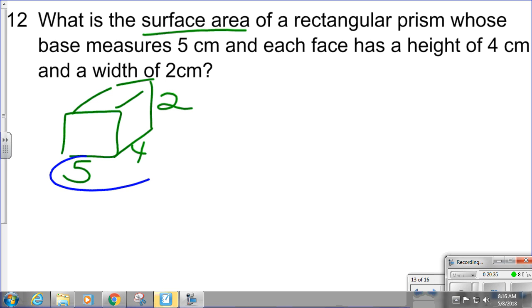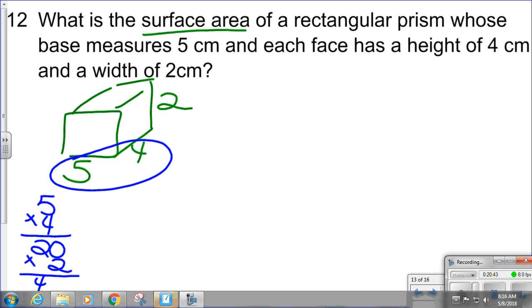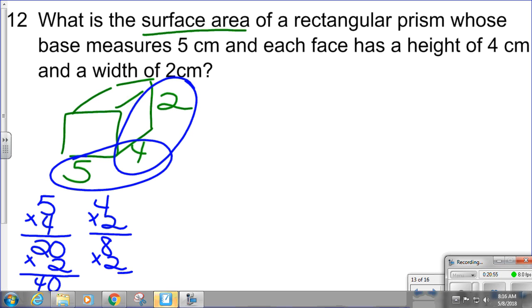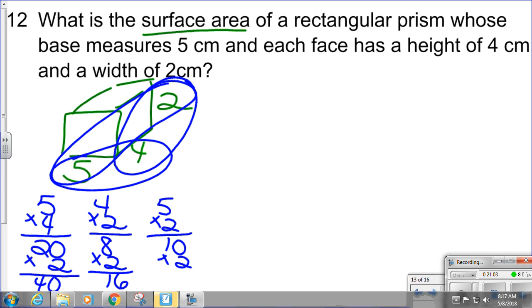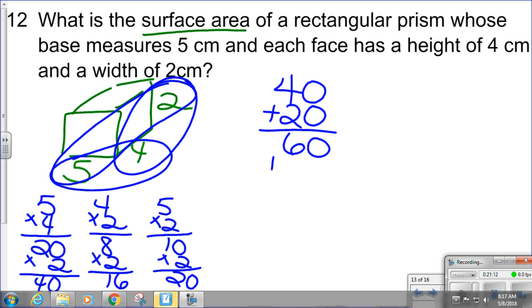So I'm going to circle and multiply 5 times 4. That's 20. Times 2 is 40. Going to circle 4 times 2, what's 4 times 2? 8. Times 2 is 16. And then I'm going to circle 5 times 2, which is 10. Times 2 is 20. And what will I do with all those numbers? Add them. 76 centimeters squared.